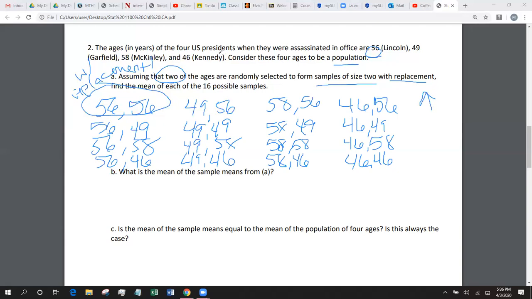The question then asks us to find the mean of each of those samples. So I'm going to change my color here to make it a little bit easier to read. And what we're wanting to do is we're finding the mean of each of our pairs. So if I take 56 plus 56 and divide by 2, my mean here is 56. And I do the same thing in each pair. So the 56 and 49, if I add them up, divide by 2, I have 52.5.